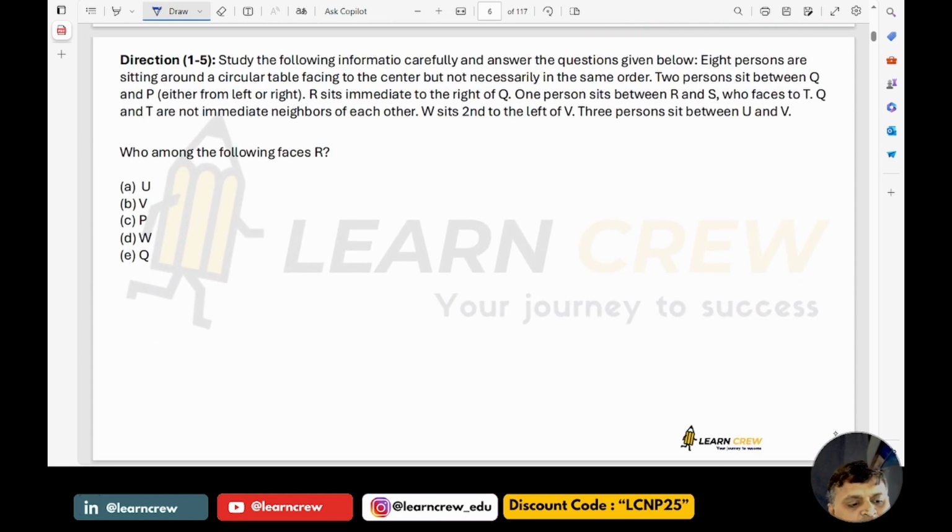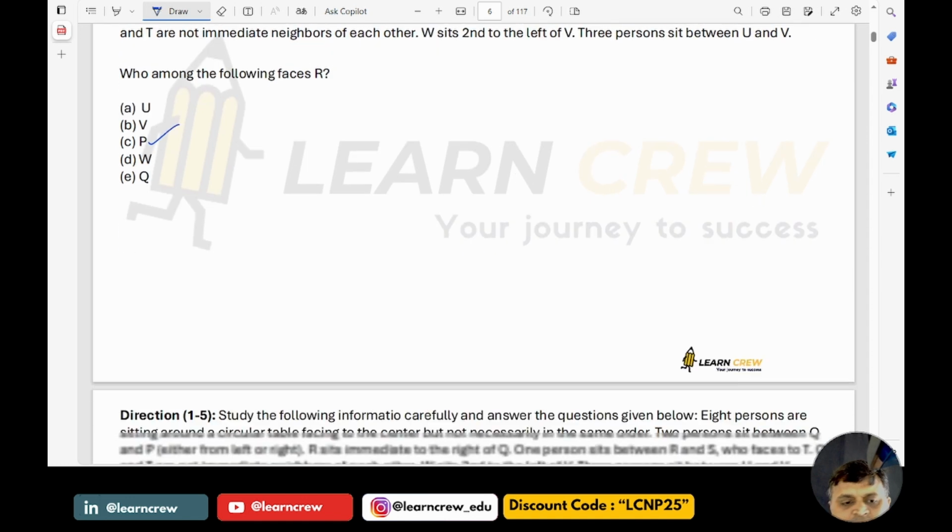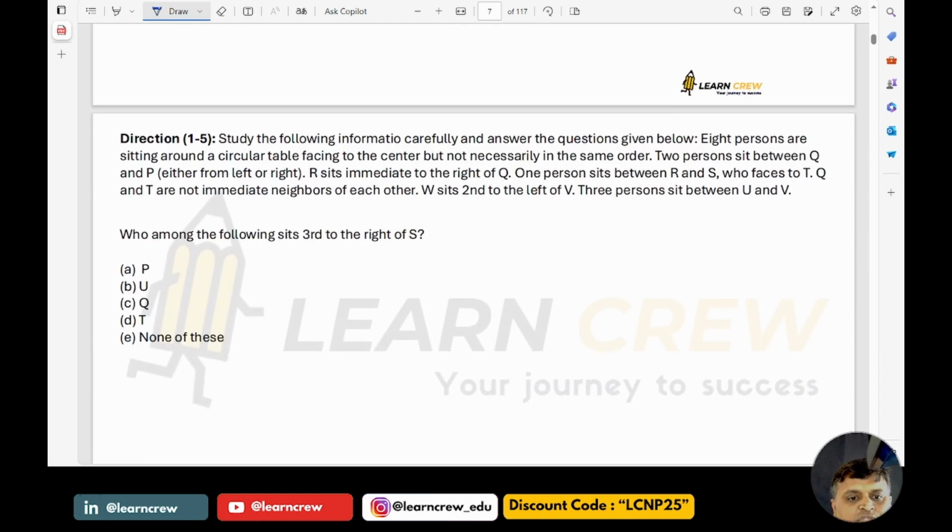Who among the following faces R? R faces P. Next. Who among the following is third to the right of S? Third to the right of S is U. So it is U.